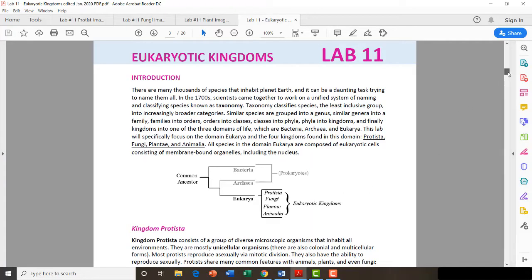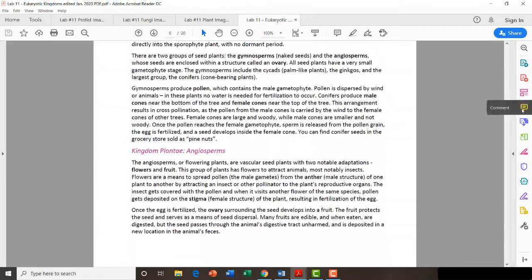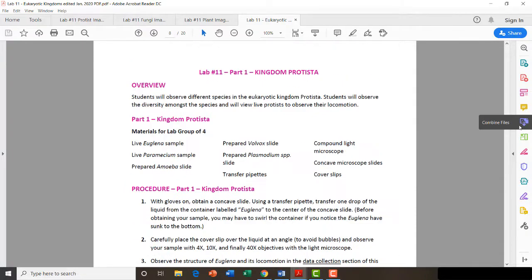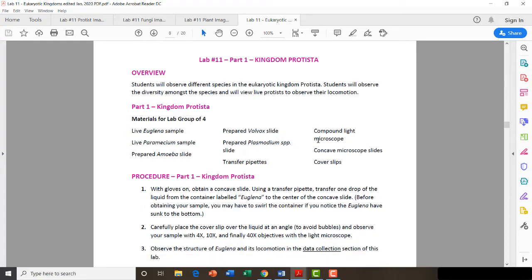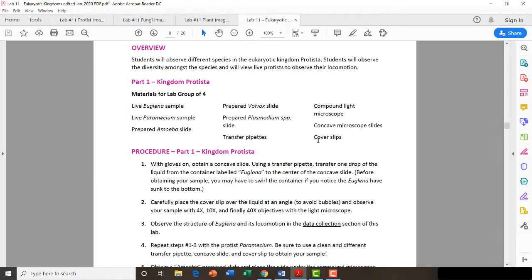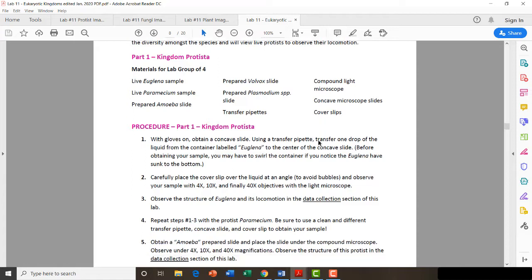So going on through the introduction, we're going to come down to part number 1, which is on the first kingdom, Kingdom Protista. So through this protocol, you would have done some observations of different kinds of protists. So what I just did is I found some videos and images to supplement what you would have done in class. So here, the first part is to analyze live specimens of Euglena and Paramecium.